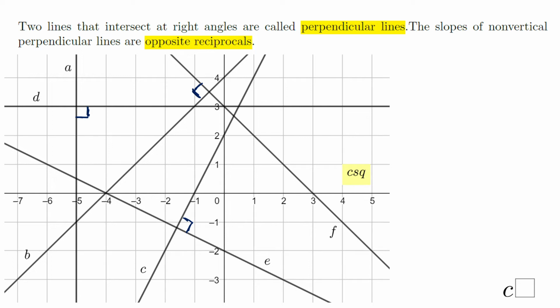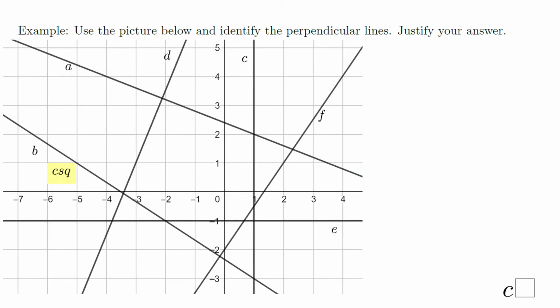The slopes of non-vertical perpendicular lines are opposite reciprocals, or you can hear negative reciprocals. Either way is correct. Okay, so if you go and check the slope of this line and this line, you will see they are opposite reciprocals. The same for this one and this one. The slopes are going to be negative reciprocals. And for the last case, A and D, vertical line undefined, horizontal line 0, they are in fact, how we call them, opposite reciprocals.